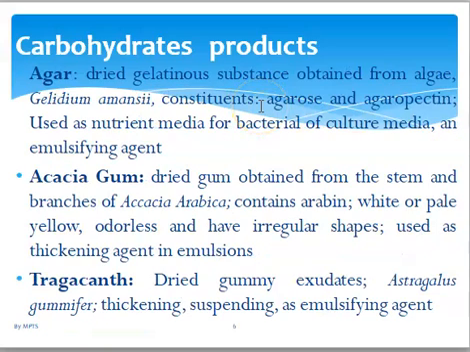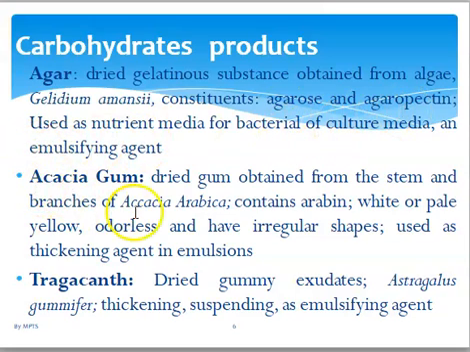So, which are those gums or mucilages that we use? We have agar. This, of course, is from Gelidium amansii. Now, if in case I make an error in the pronunciation of these scientific names, botanical names, I will be forgiven. Of course, agar is used as nutrient media for bacterial culture growth, and also as an emulsifying agent.